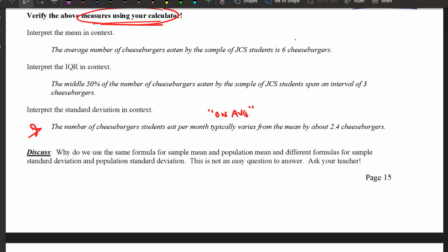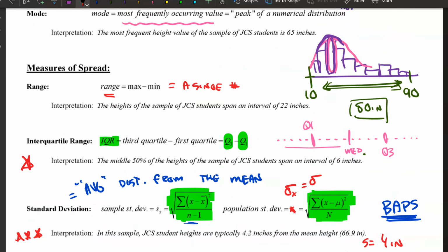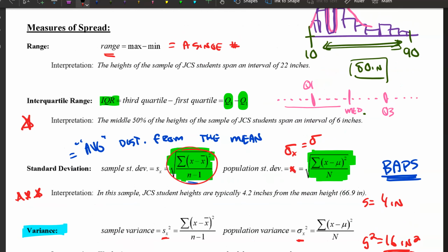Why does the standard deviation formula have a different denominator? That's a good question for the next video. Why are these two formulas different? I'm going to explain in the next video. Now you're going to want to watch it, right? Probably not, but that's okay.